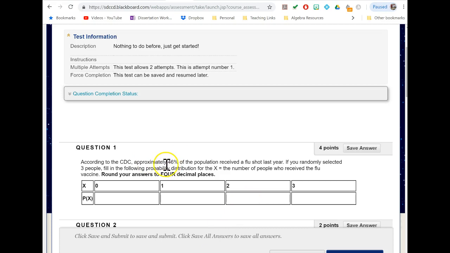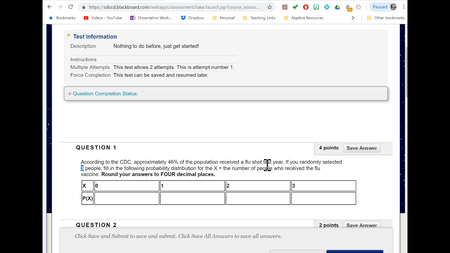We know that immediately because they've given us a P and an N, which is what we need to be able to do binom PDF and CDF. And then to really hammer that home, it tells us that we're looking for the number of people who received the flu shot. So we're counting up the number of successes.